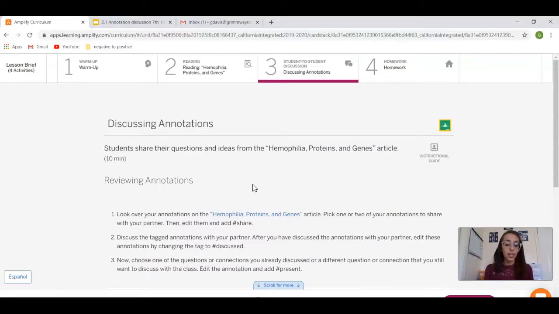Hemophilia is a blood disorder caused by differences in proteins. And we're going to go deep into that with this article. But I want you guys, if hemophilia is something that you've never heard of, this is going to be a great article for you to make lots of notes on. I'm going to be reading all of your annotations.